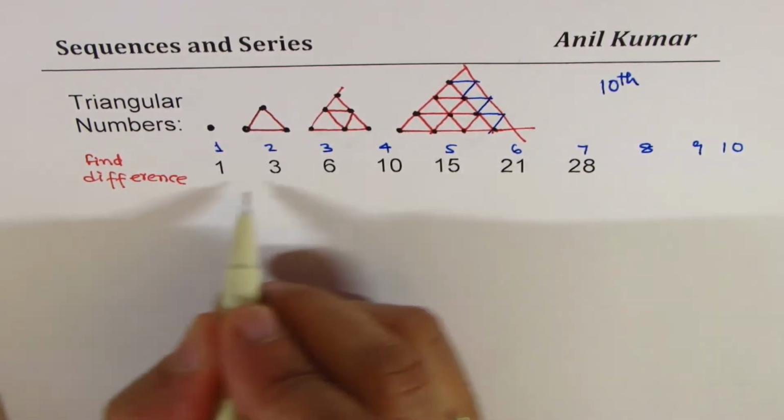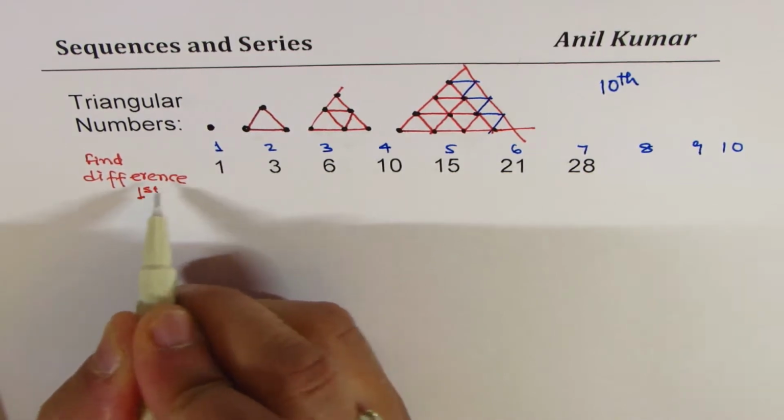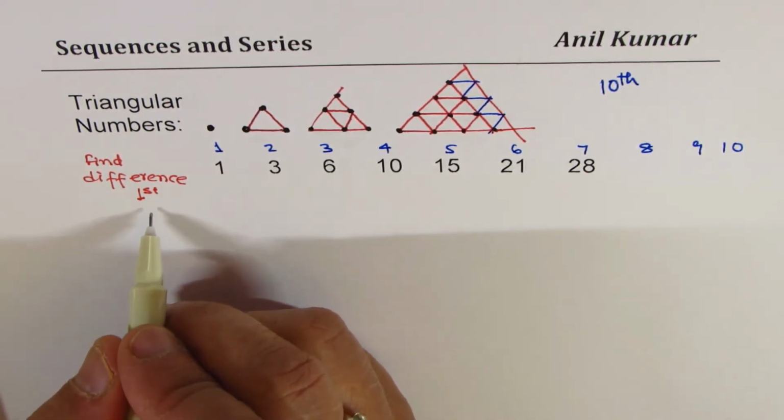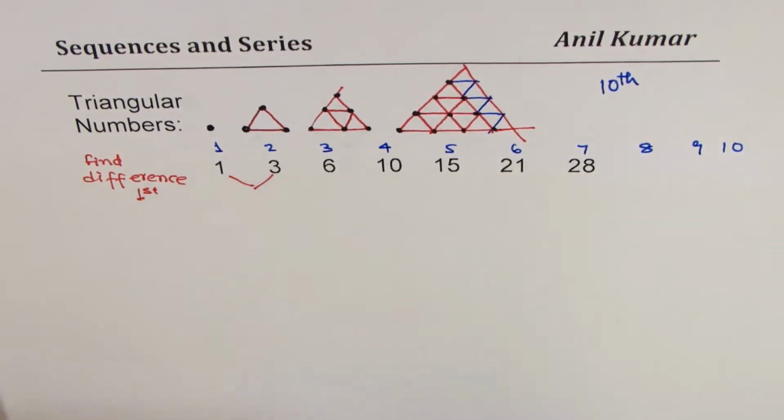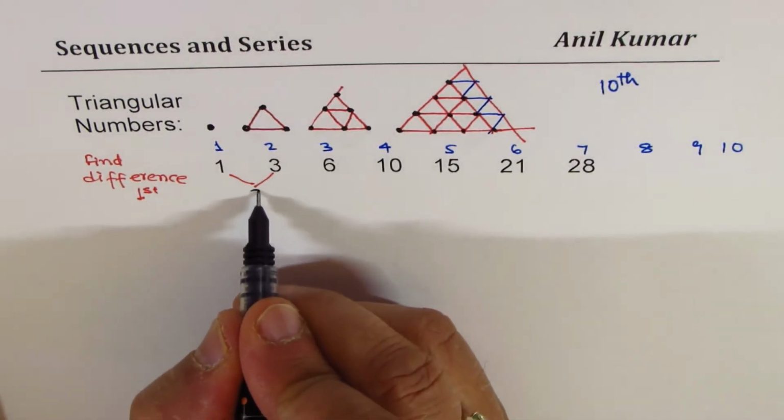So first difference, we call this the first difference. These are technical words which I'm using, but you know what it is. It is 3 minus 1. So what is 3 minus 1? This is what you have to write, right? So 3 minus 1 is 2, correct?